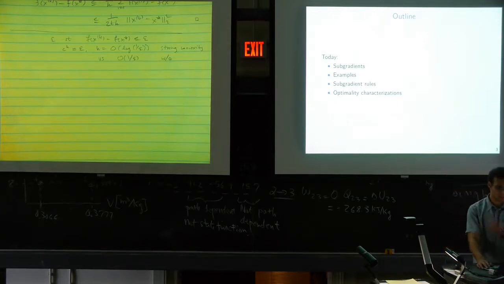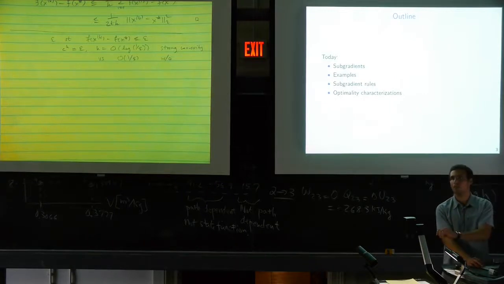So here's the outline. We'll talk about subgradients. We'll define them. We'll give examples. And then we'll talk about various rules, called subgradient calculus. And finally, how subgradients can be used to characterize optimality.